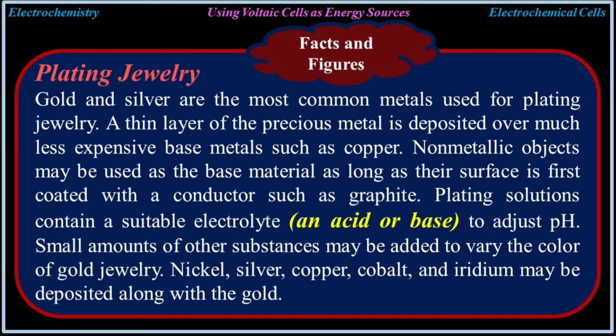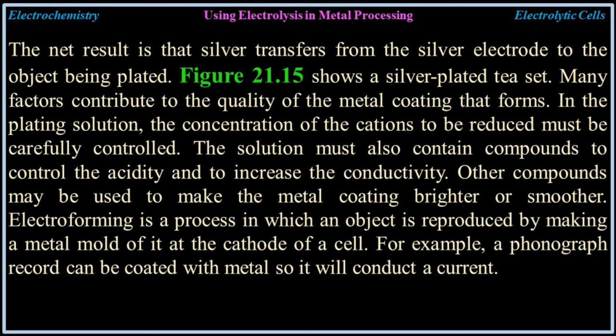Plating solutions contain a suitable electrolyte, an acid or base, to adjust pH. Small amounts of other substances may be added to vary the color of gold jewelry. Nickel, silver, copper, cobalt, and iridium may be deposited along with the gold. The net result is that silver transfers from the silver electrode to the object being plated. Figure 21.15 shows a silver-plated tea set.